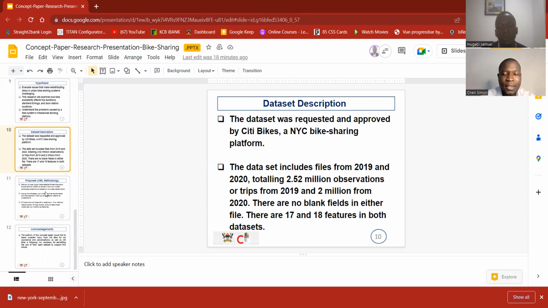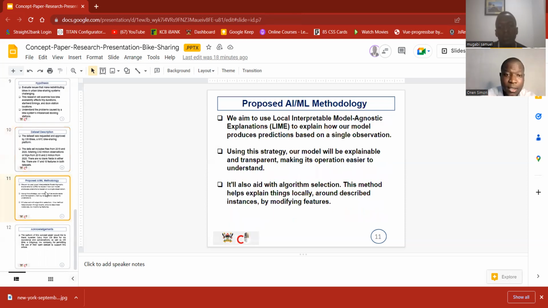And there are, for 2019, we have 18 features, and then for 2020, we have 17 features. And then 2021 is what they are yet to use.